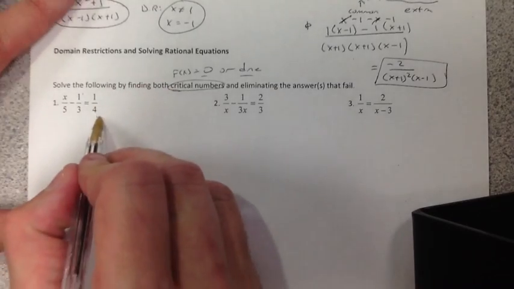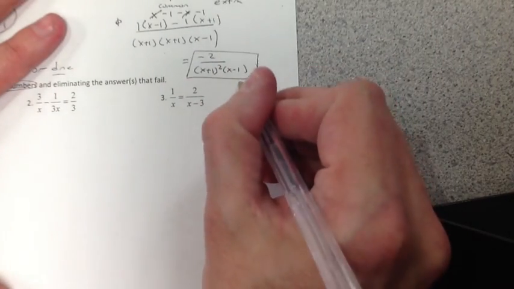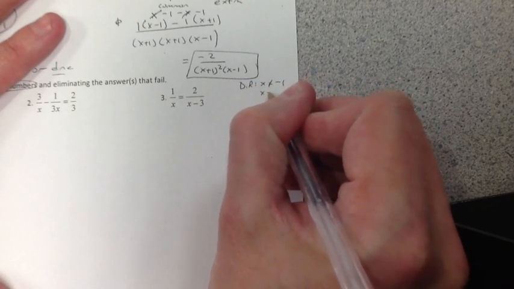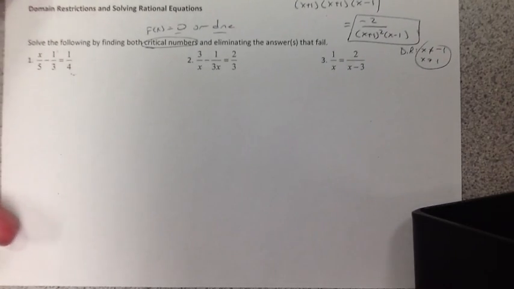Now, if I take a look here, yes, I know what you guys are thinking. We didn't do the domain restriction over here. We do have domain restrictions. We can't be negative 1 or 1. So, let's take a look at number 1 right here.